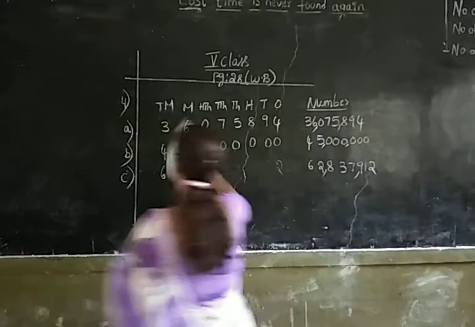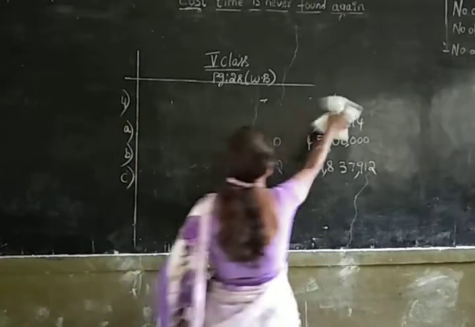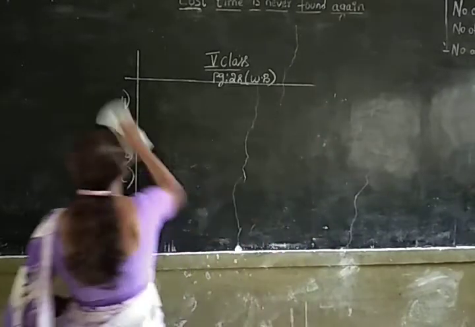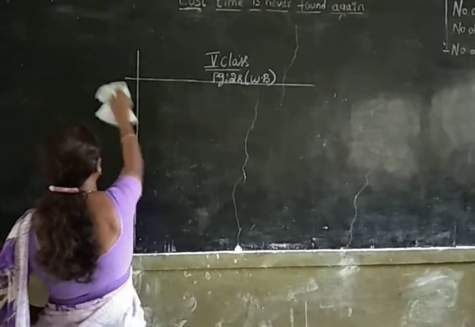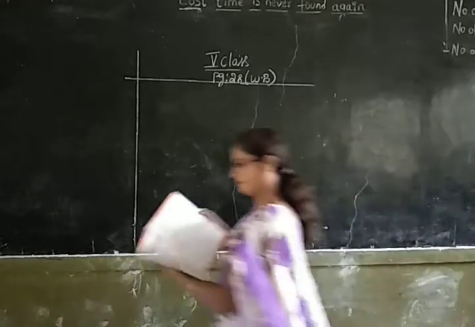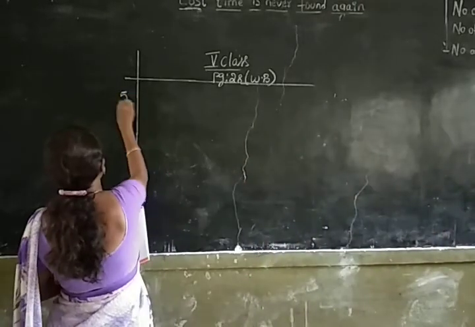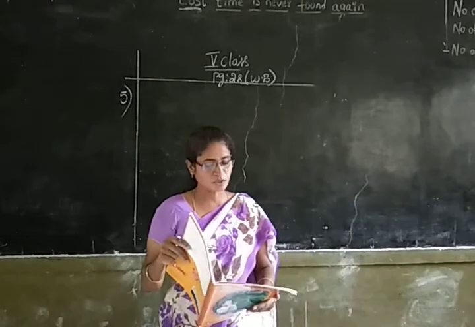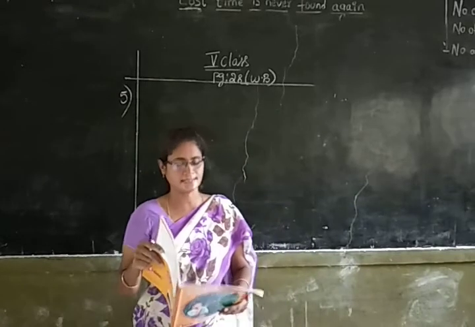Okay children, let us do the 5th question. So now I am reading the 5th question. Write the place value of all the digits in the number.